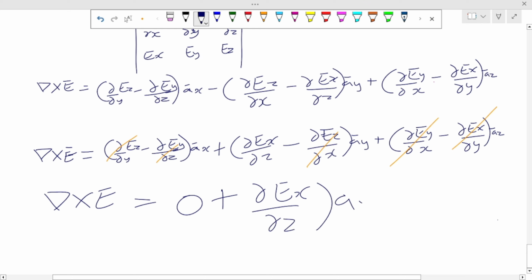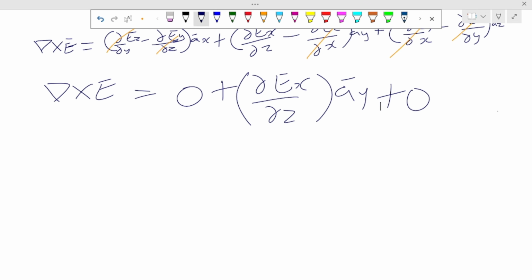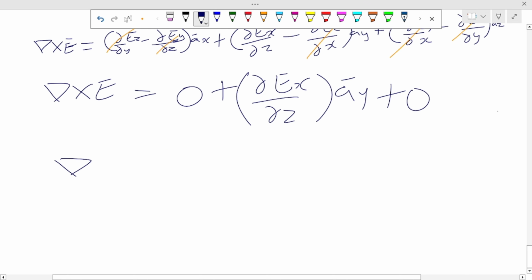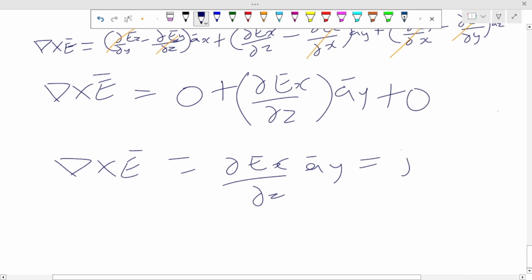Okay, and of course everything here will be 0. On this side, it will be this, which is also the same as negative j omega mu.